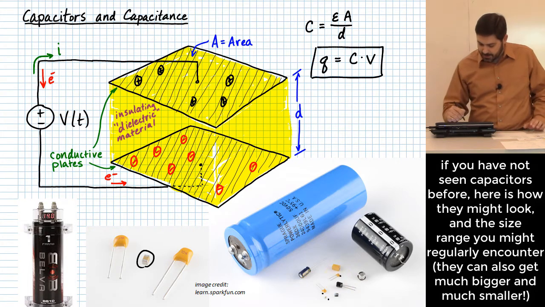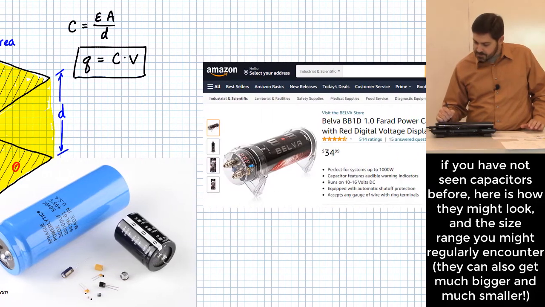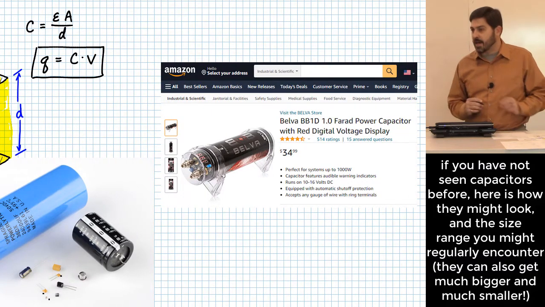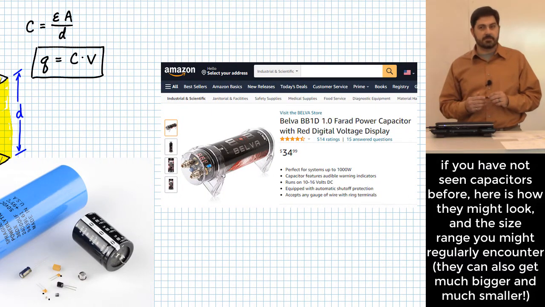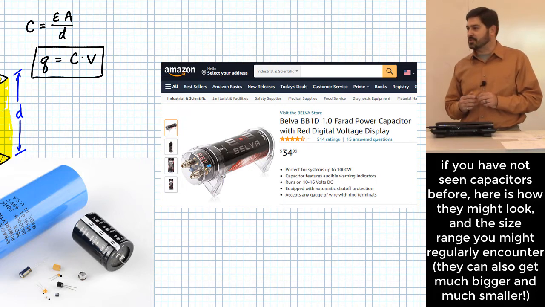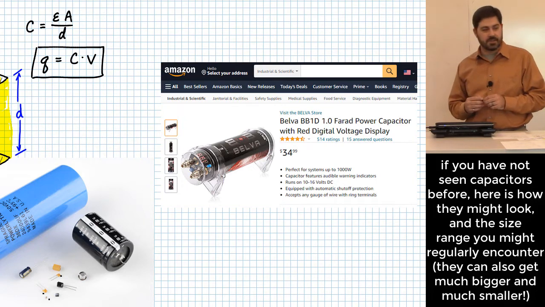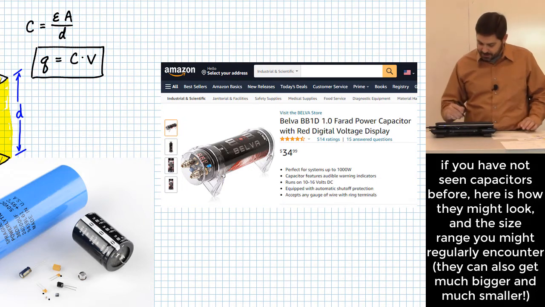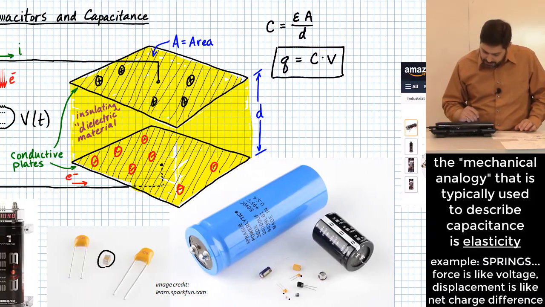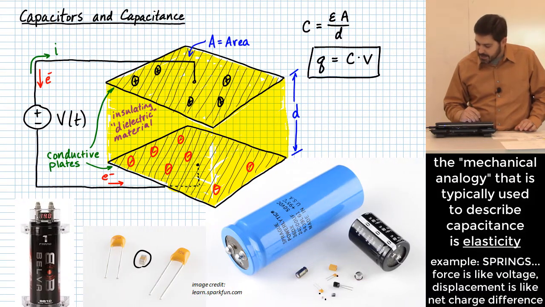Quick comment, if you want to buy that 1 farad capacitor, it's about 35 bucks, in case you're interested in trying to make a purchase to put into your sound system. And before I leave this screen, I'm going to make one other comment about capacitance.